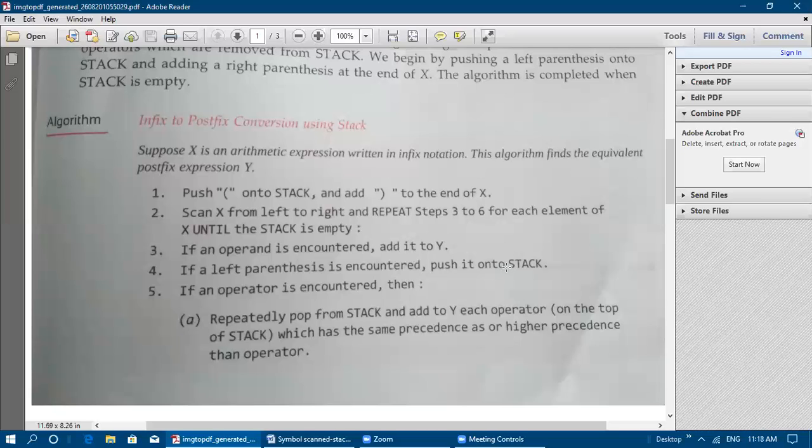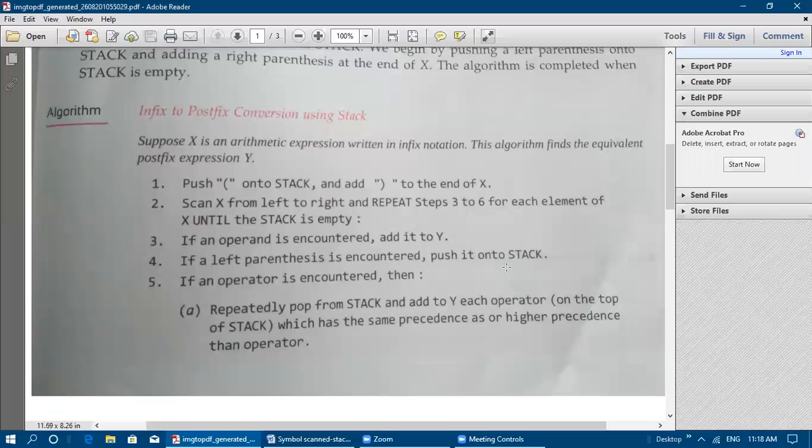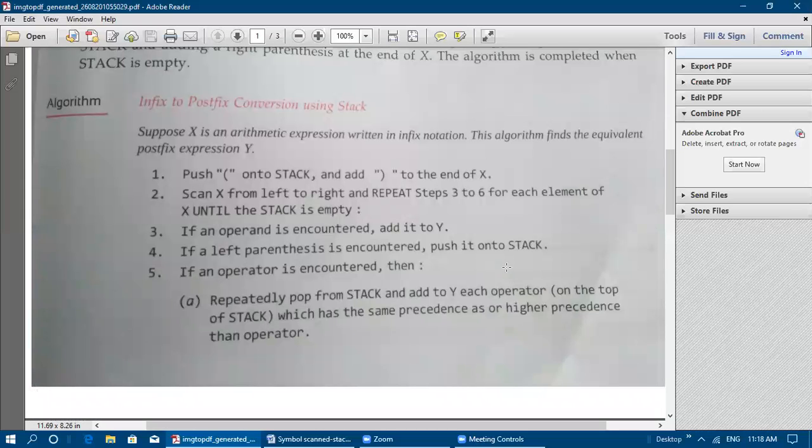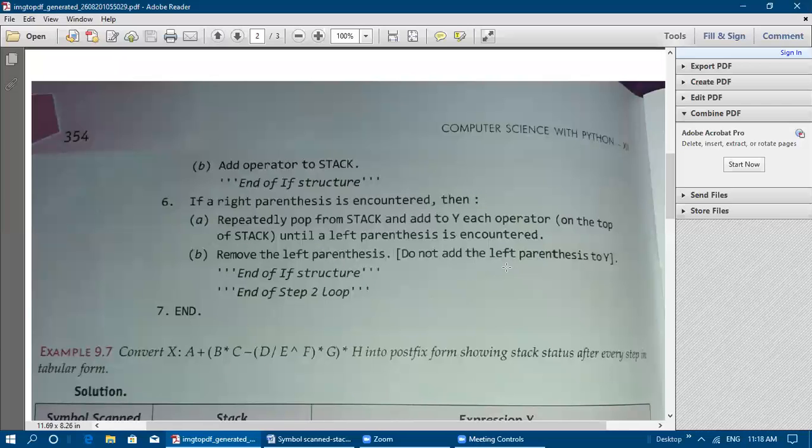The stack operator should have the same precedence or higher precedence than the scanned operator from X. Then add the operator to Y. If it is not, then you need to add the operator to the stack, end of if structure. So if the scanned operator is greater than the already available stack operator, then you need to add the operator to the stack.